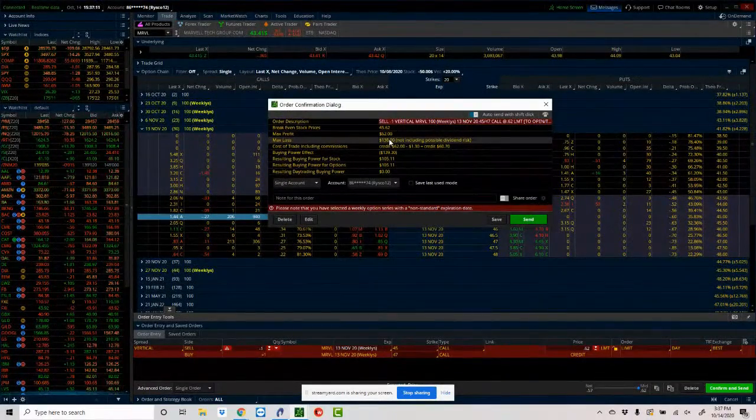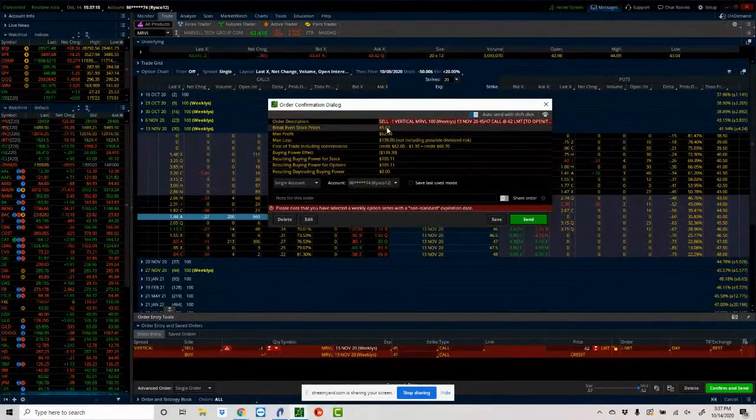Let's talk about the directional aspect first. We make money as long as MRVL stays below 45.62. That's the break-even point right there. And that level is calculated by taking my 45 strike call that I sold as part of the spread, and adding on the 62-cent credit that's collected to put the trade on. That gives me my break-even at 45.62. I don't care if Marvell moves up, down, or sideways. As long as it stays below 45.62, we're okay.